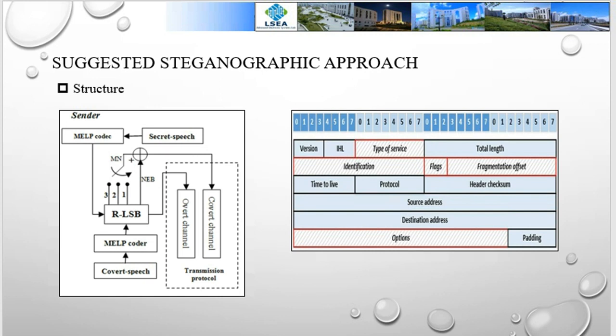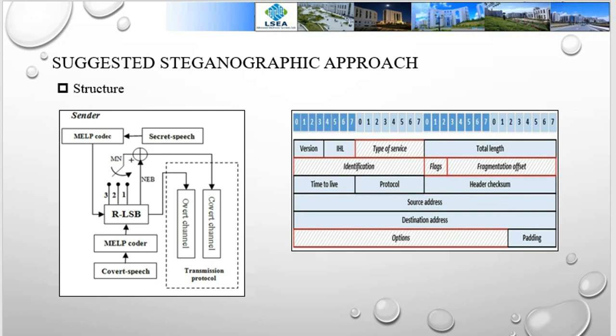We can see the structure of our scheme on the left of the picture. The secret speech and the cover speech are both coded using the MELP vocoder, and we apply a random LSB in the cover speech. The random LSB can embed up to 3 bits. We send the length of the embedded bits in the covert communication, and we send the secret information in the overt channel.